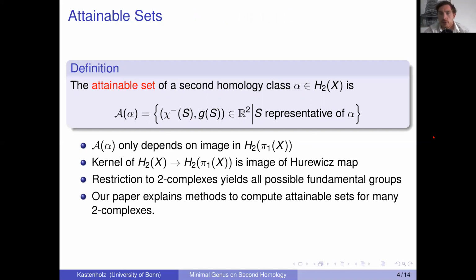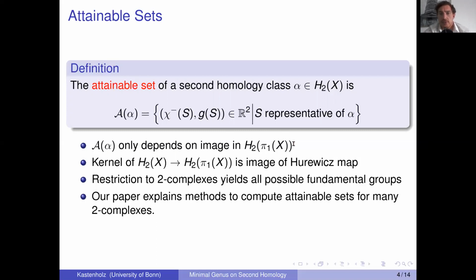And the important thing to note is that this only depends on the fundamental group of our space X. In the following sense, namely, for every space, we have a map from X into a K pi 1 of X. And the attainable set of a class alpha and the attainable set of the image of that class under the map I just mentioned agree.